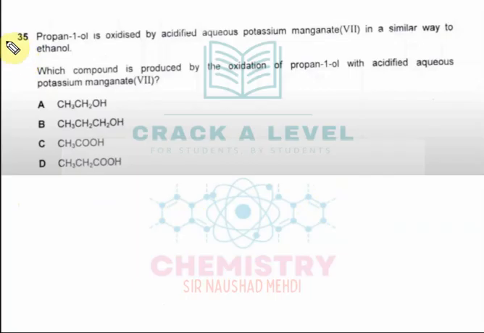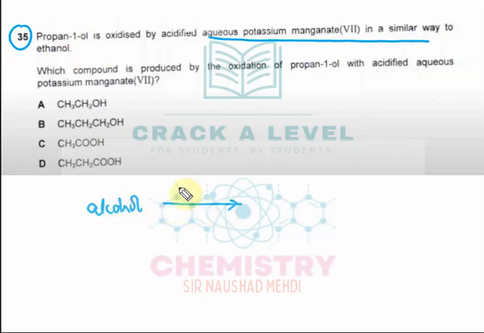In the MCQ number 35, it is saying that propan-1-ol is oxidized by the acidified aqueous potassium manganate in a similar way as the ethanol. So as we all know, if we have an alcohol, after oxidation it converts into its corresponding carboxylic acid. So propanol would be converting into propanoic acid. Here you can see the propanoic acid, this one, the last option. It is the carboxylic acid having 3 carbon atoms, so it's the propanoic acid. So option D is the correct answer.